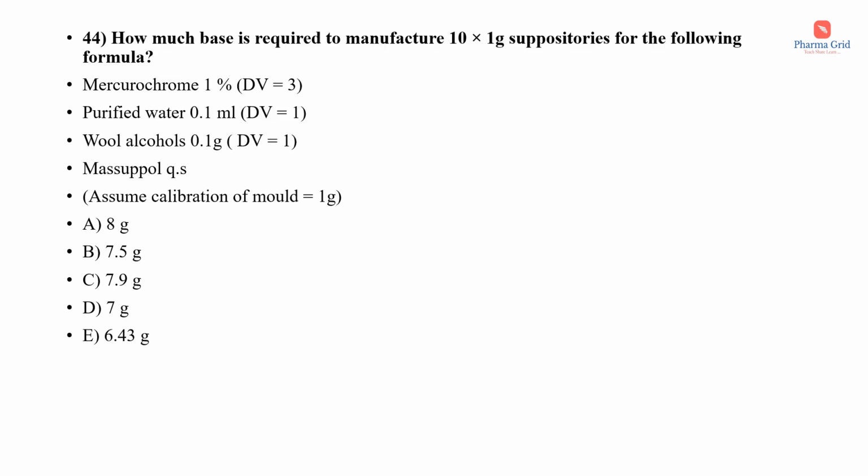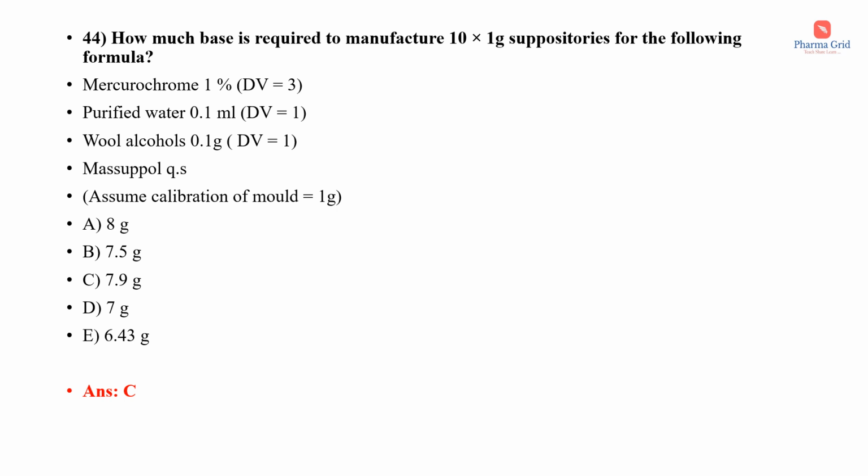Next one. How much base is required to manufacture 10 into 1 gram suppositories for the following formula? Mercurochrome 1%, displacement value 3. Purified water 0.1 ml, displacement value 1. Wool alcohols 0.1 gram, displacement value is equal to 1. Massupol quantity sufficient. Assume calibration of mold is equal to 1 gram. So this is a little bit lengthy question because there are more than two substituents or compounds in this formula. Here the answer is option C, that is 7.9 gram.